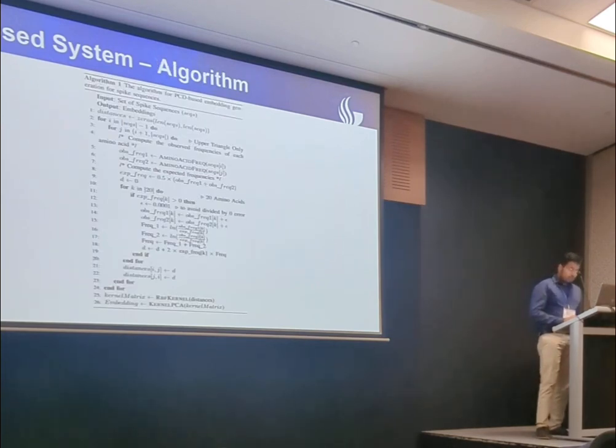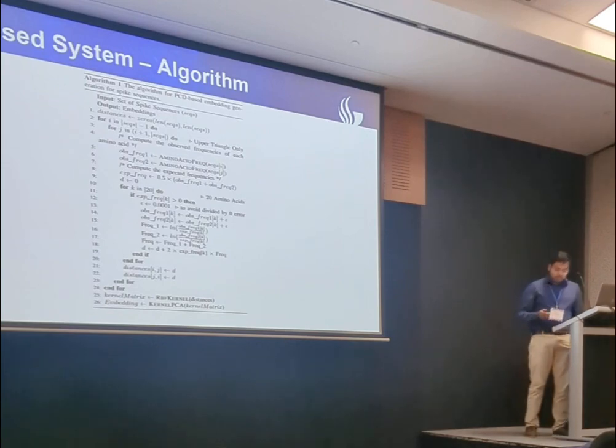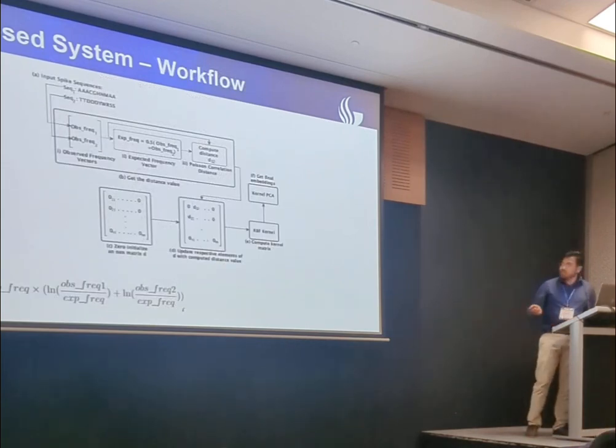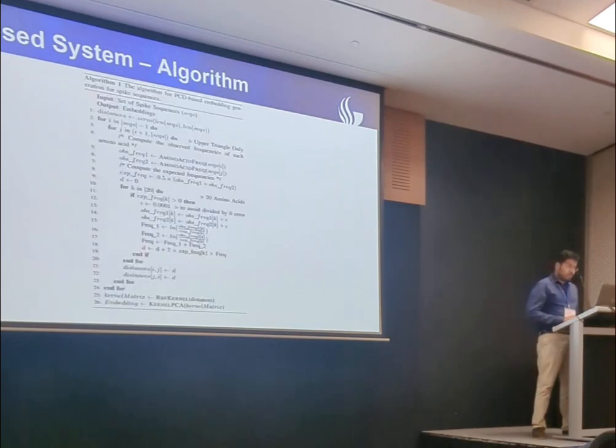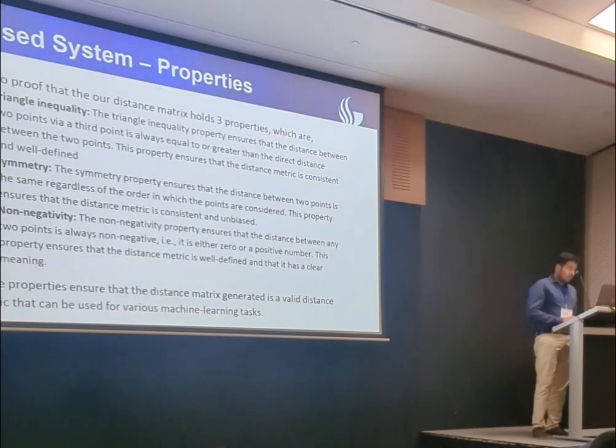So this is the algorithm. It's available in the paper also, as I've explained. This is the major part, where we have the expected frequency and the observed frequency that we are using, and then applying the RBF kernel and kernel PCA to reduce the dimensionality. I'll just skip the algorithm and talk about why and how this RBF kernel is helping.